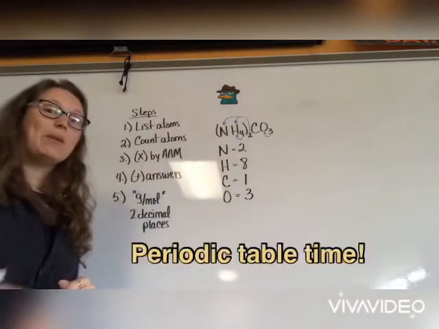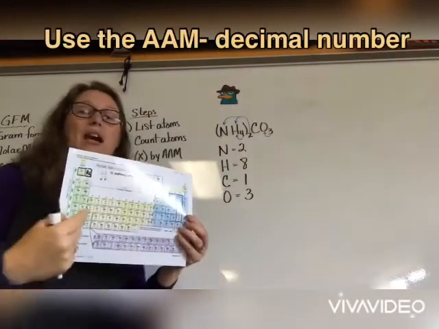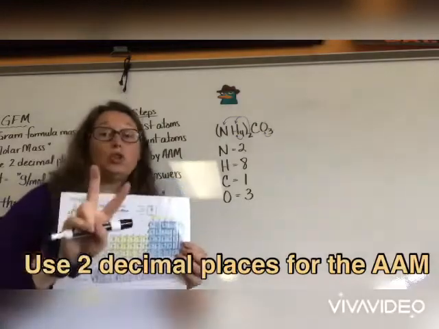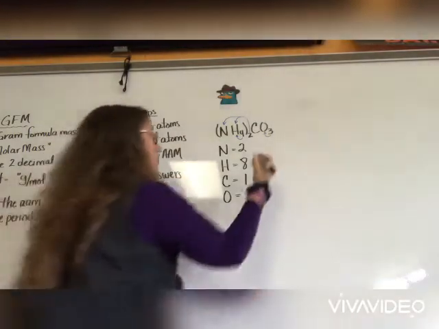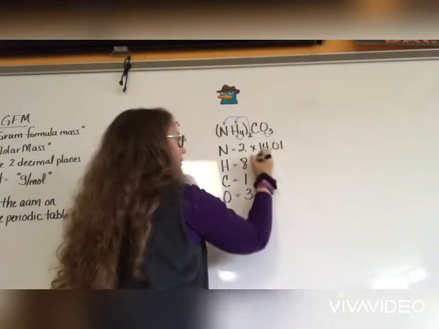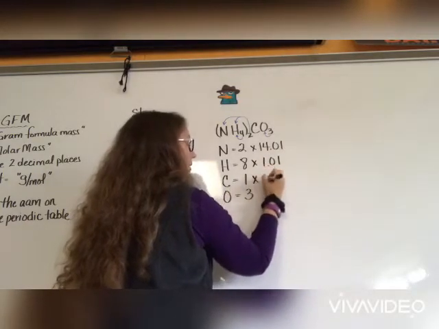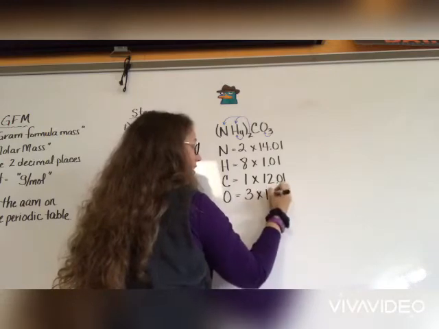The next step is to use your periodic table and look up the average atomic masses of these elements. Remember, you want to go with 2 decimal places whenever you find them. Nitrogen, if you look it up, is 14.01. Hydrogen is your 1.01. Carbon is 12.01. And the oxygen is 16.